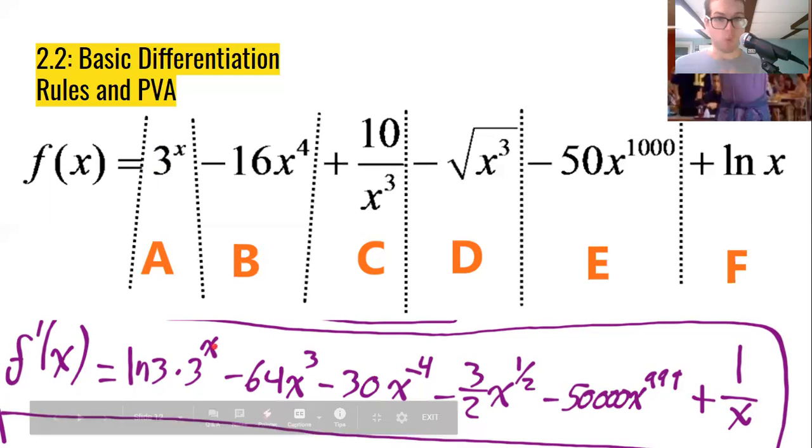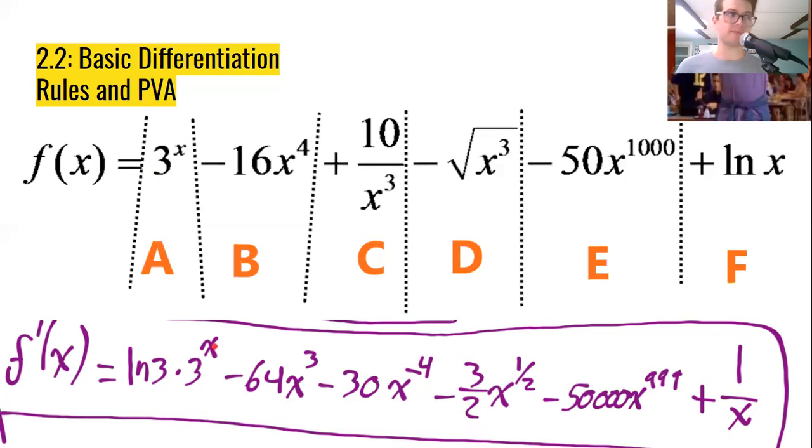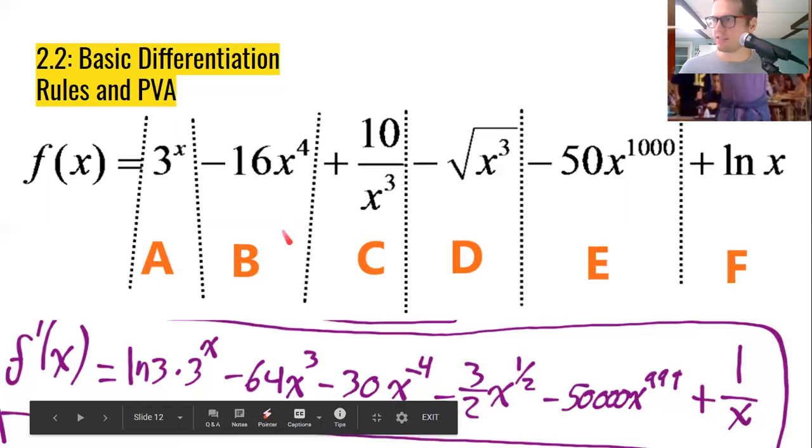The reasoning why that is, we'll look at in a future chapter. We're not going to look at it just yet, but it's a rule. I'm telling you it works. I promise it works. And we'll look at why it works later. B, C, D, and E are all what's called the power rule.